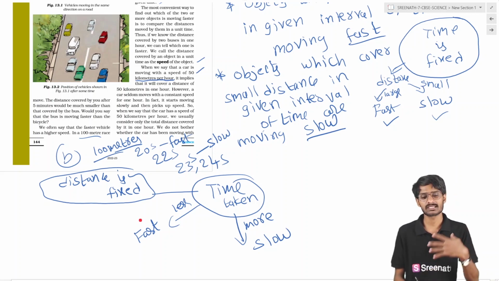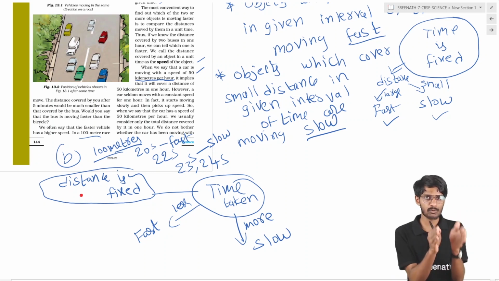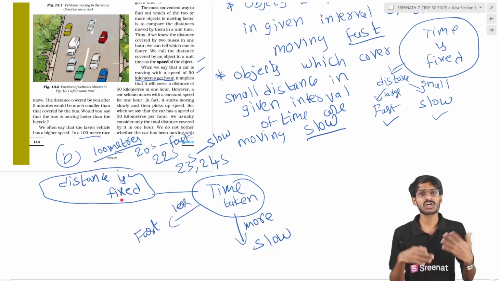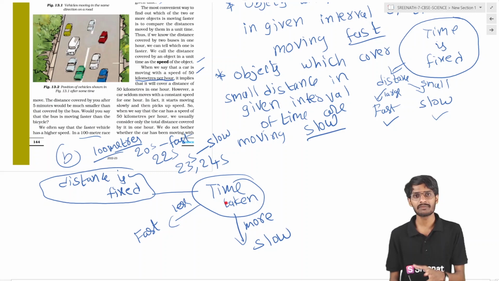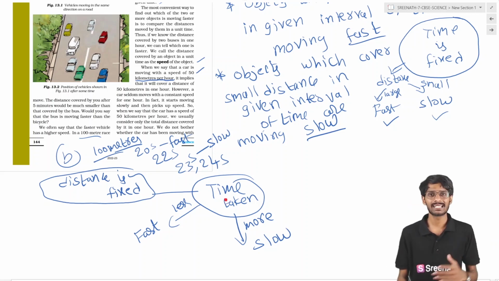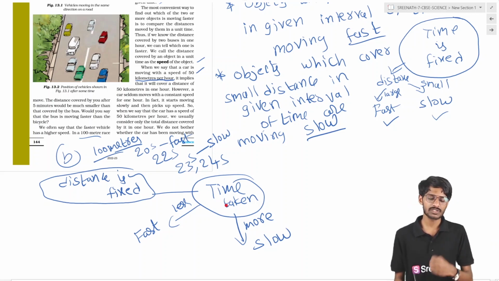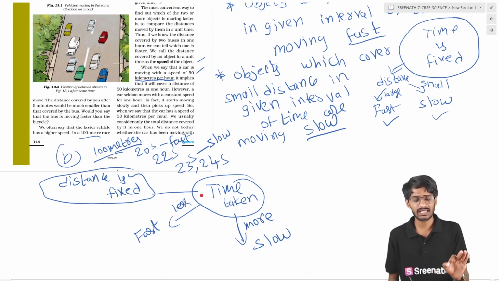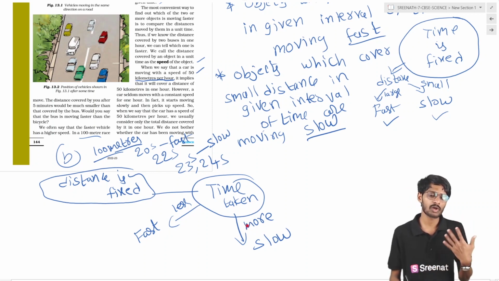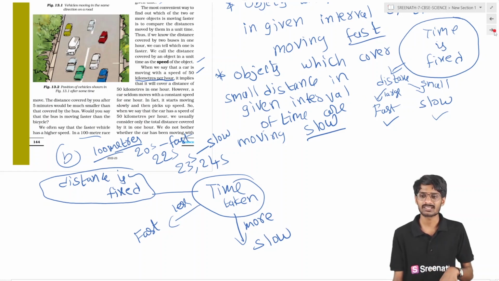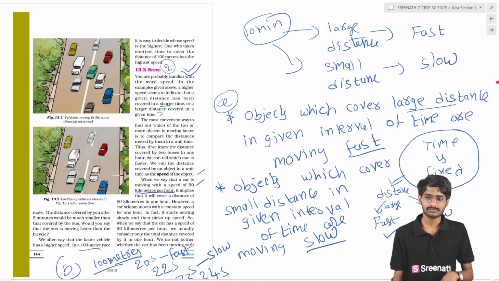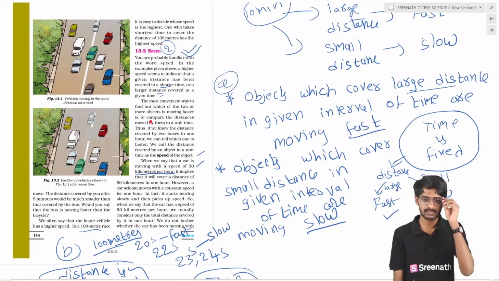In another case, suppose the distance is fixed, like a 100 meters race. Then how do we say which is moving faster? In that case, we decide by the time taken for the travel. If any car or object takes less time to cover that distance, it is moving fast. If any vehicle takes more time to cover that distance, it is moving slow, students.